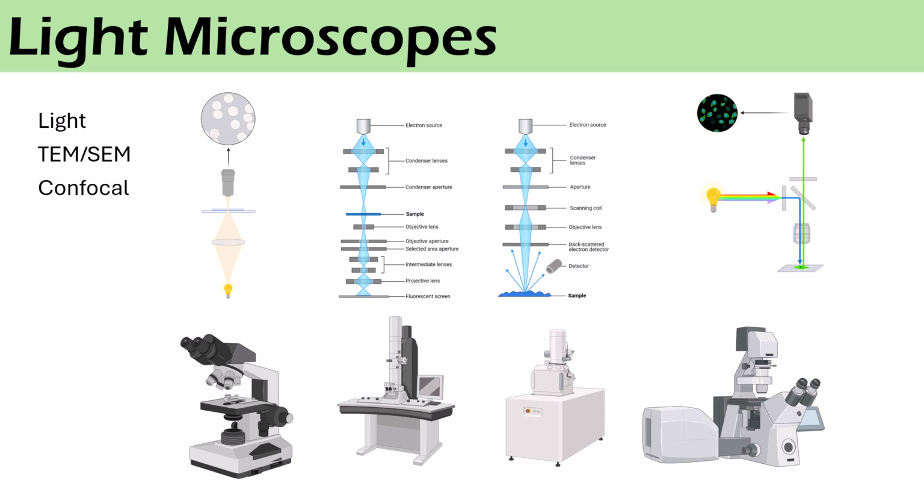Light microscopes use visible light to illuminate specimens. They're usually limited to about 1,000x magnification, and they're really good for viewing live cells, tissues, and microorganisms. That's one of the types of microscopes that we easily use in in-person labs.